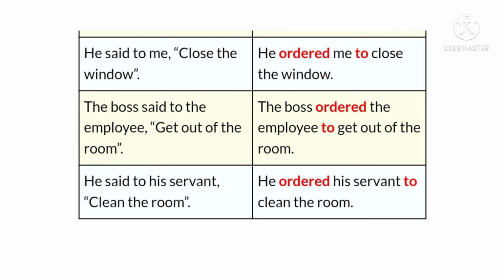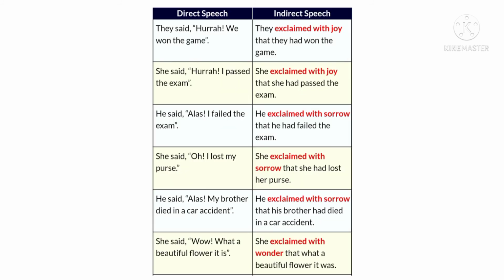Then, in the case of exclamatory sentences, how can we change them into reported speech? A sentence that expresses a state of sorrow, joy or wonder is known as an exclamatory sentence. Therefore, to convert them into reported speech, specific words like exclaimed with joy, exclaimed with sorrow, exclaimed with wonder are used as the reporting verb. The usage of these words depends on the state of emotion expressed in the exclamatory sentence. If it is said happily, we can use exclaimed with joy. If the sentence is said with sorrow, we can use exclaimed with sorrow. If it is with wonder, we can use exclaimed with wonder.